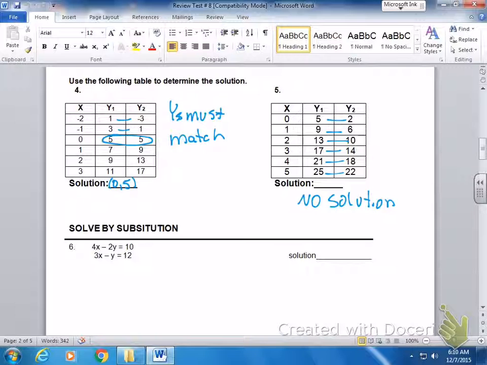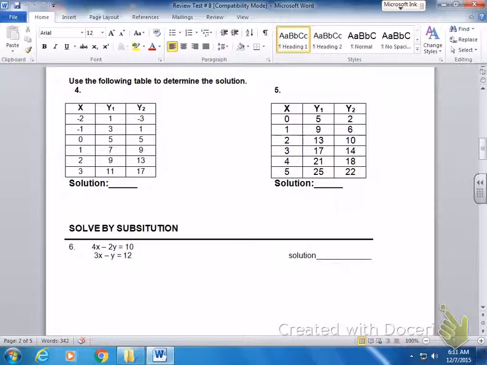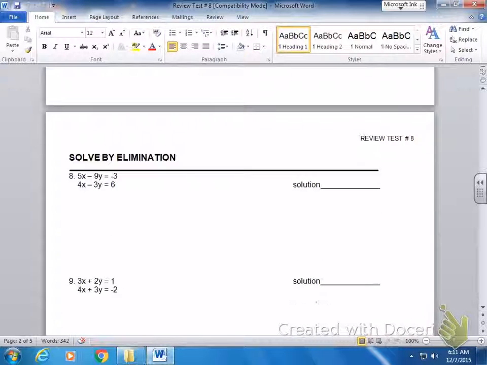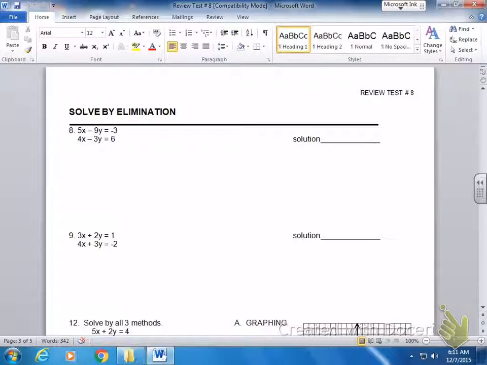All right, guys, let's go down and get some real work done. If you go to the next page, we're going to skip this substitution, and we're going to do one elimination. We'll get to substitution and graphing here in just a second. I want to do this top problem. I got 5x minus 9y equals -3, and 4x minus 3y equals 6. And I want to solve this by elimination. Now, remember on the test, if I say elimination, do elimination. If I say substitution, do substitution, and so on.